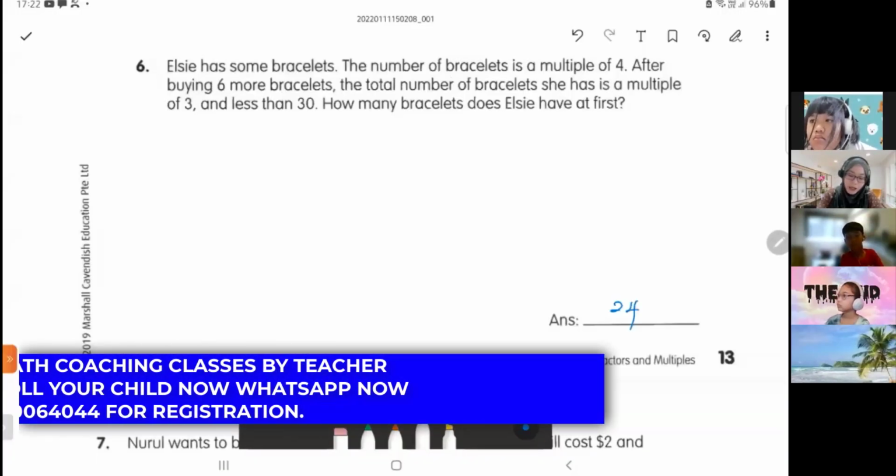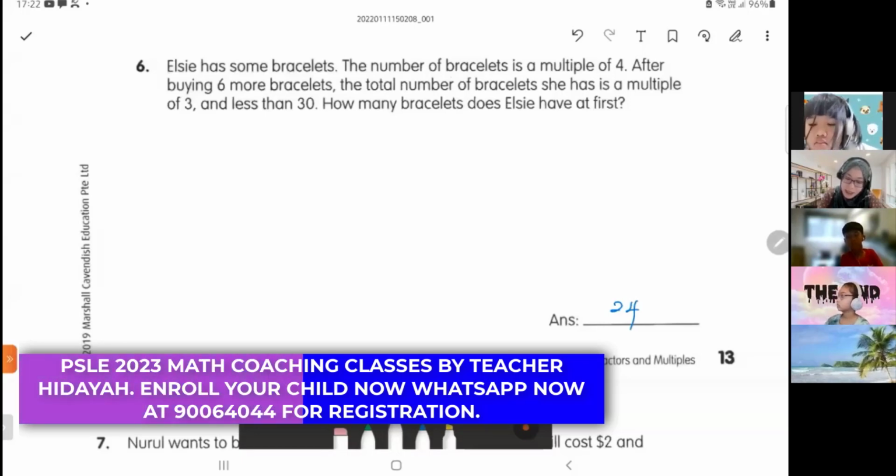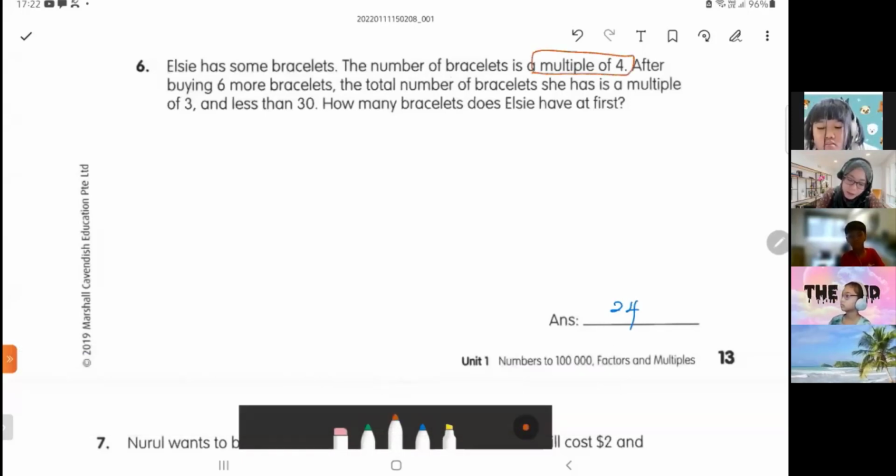Okay, so LC has some bracelets. The number of bracelets is a multiple of 4. After buying 6 more bracelets, the total number of bracelets she has is a multiple of 3, but less than 30. How many bracelets does LC have at first? This one, you can use the guess and check table, but for the multiples.